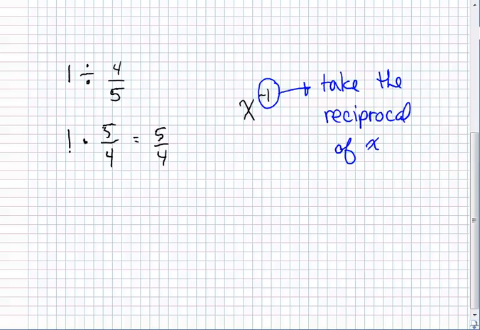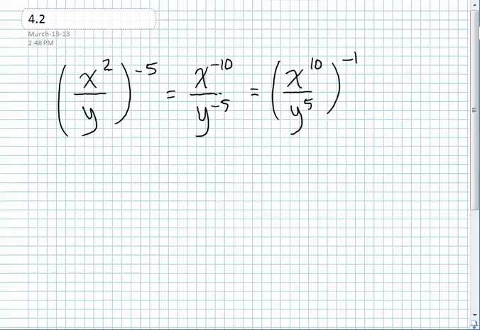Okay, and that's what we're going to do to look at the previous question we just finished looking at. Let's go back to that question then. So there's the answer that we were left with. And then the negative 1 exponent just means take the reciprocal. So instead of x to the power of 10 over y to the power of 5, it just means y to the power of 5 over x to the power of 10. So in other words, you just flip it. The negative 1 exponent just means flip it.